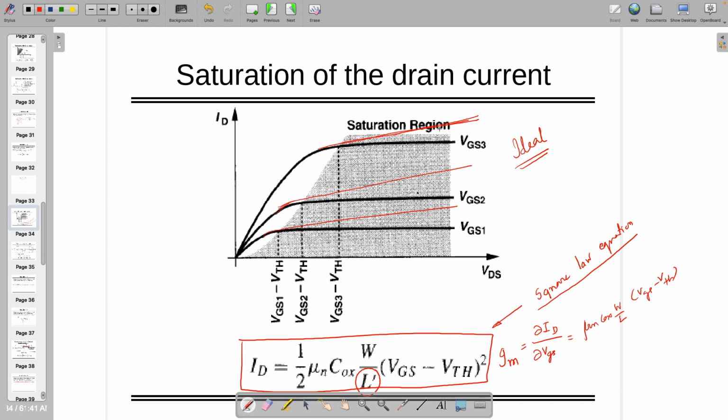Okay, so the characteristic will look like this one, where it has some slope. This particular thing is known as channel length modulation. This is happening because of channel length modulation.